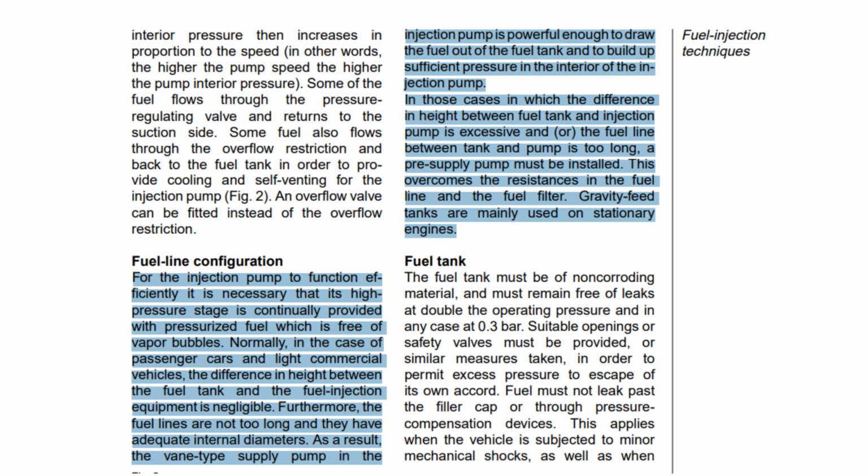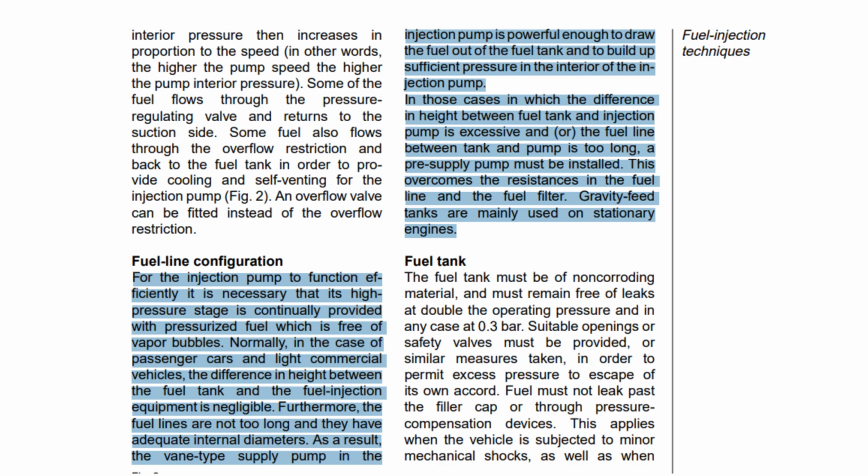For the injection pump to function efficiently, it is necessary that the high pressure stage is continually provided with pressurized fuel, which is free of any bubbles. Normally, in the case of passenger cars and light commercial vehicles, the difference in height between the fuel tank and the fuel injector equipment is negligible. Furthermore, the fuel lines are not too long and they have adequate internal diameters. As a result, the vane supply pump in the injection pump is powerful enough to draw the fuel out of the fuel tank and build up sufficient pressure in the interior of the injection pump. In those cases in which the difference in height between the fuel tank and the injection pump is excessive, and/or the fuel lines between the tank and the pump are too long, a pre-supply pump must be installed.